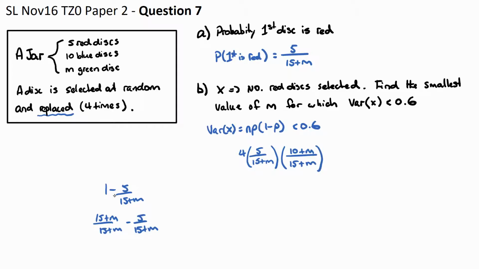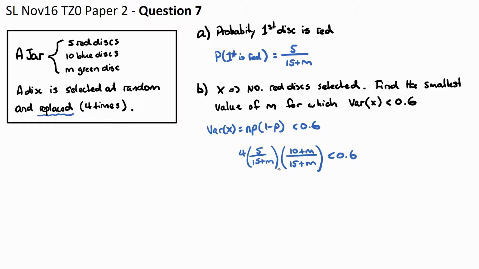If you got lost with what I did there, I just changed this 1 to be the same common denominator so I could add or subtract the top. So that's what my 1 minus p will be. Now this needs to be less than 0.6. So we can solve this a few ways.